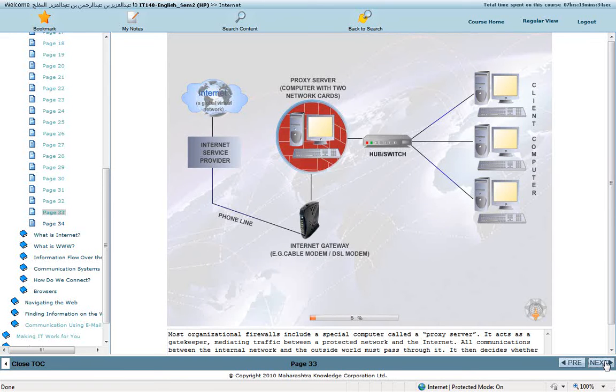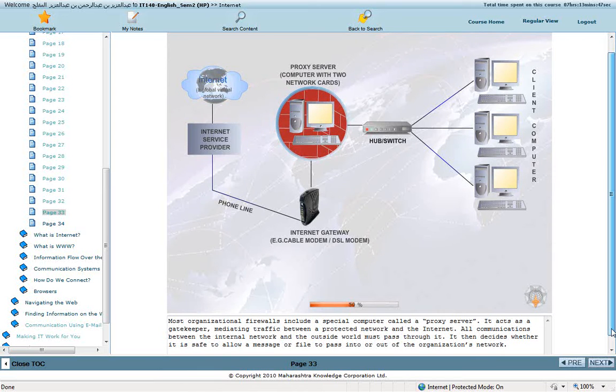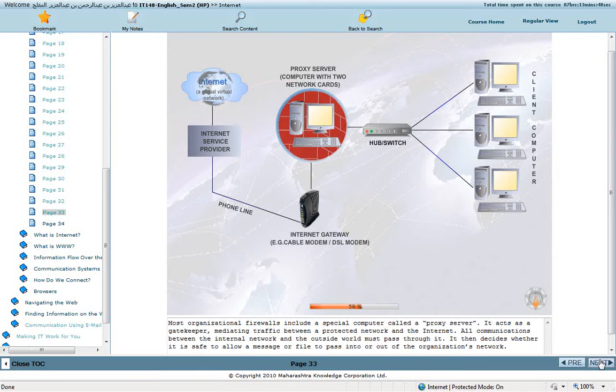Most organizational firewalls include a special computer called a proxy server. It acts as a gatekeeper, mediating traffic between a protected network and the Internet. All communications between the internal network and the outside world must pass through it. It then decides whether it is safe to allow a message or file to pass into or out of the organization's network.